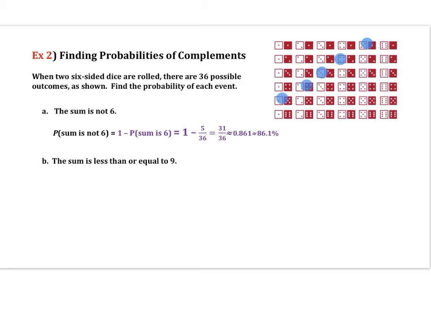Next we have the sum is less than or equal to 9. So our complement would be that the sum is greater than 9. And it looks like we have 6 possible. So 1, 2, 3, 4, 5, 6 out of total 36. So we subtract that from 1, leaving us with 5/6 simplified, decimal .833, or 83.3%.